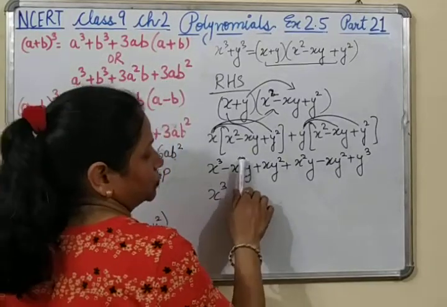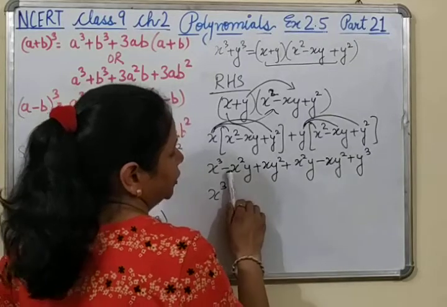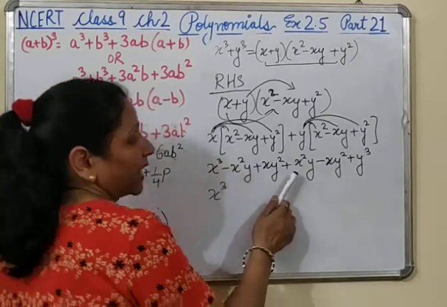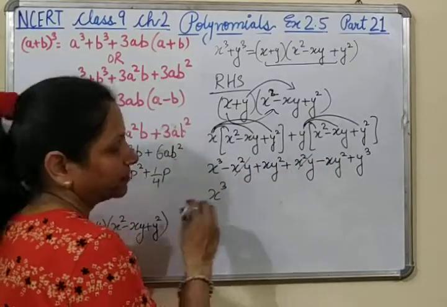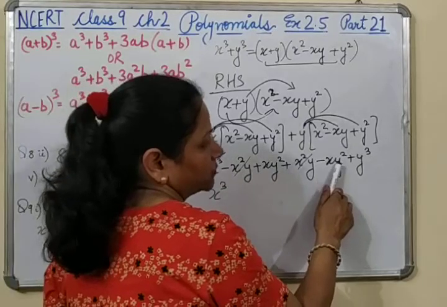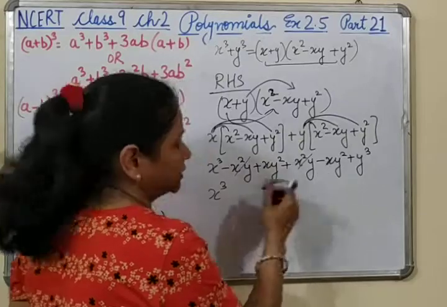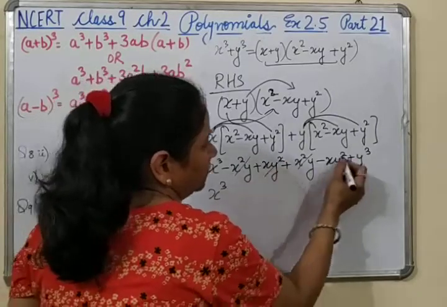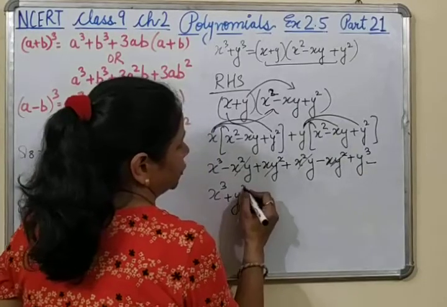When we see x square y, is there any other x square y? Yes, x square y. This is minus x square y and this is plus x square y. That means this cancels. Then we have xy square. Any other xy square? This is plus xy square, this is minus xy square. So this also cancels. We are just left with plus y cube.